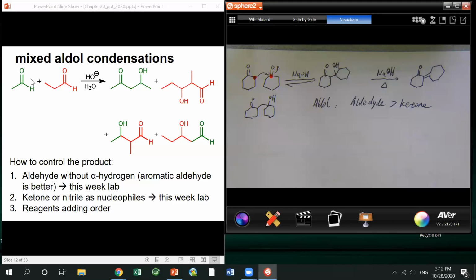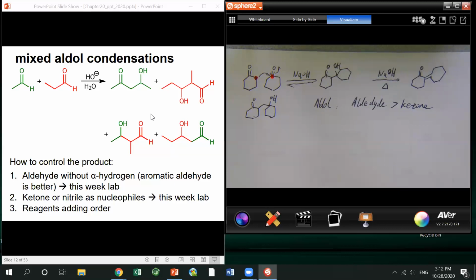So this aldehyde can react with itself, and this alpha carbon can attack the carbonyl carbon here. The second aldehyde can react with itself, and its alpha carbon can also attack the first aldehyde. So eventually you generate all four possible products. That's pretty useless for organic synthesis, because they all have similar properties and it's hard to separate all four.